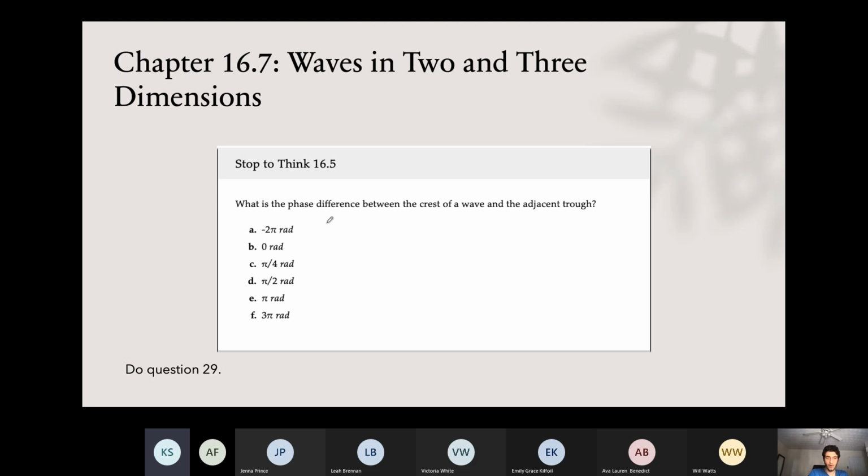So a phase difference is if you have... Usually we have the equation for a wave as some amplitude times sine of some constant multiplied by t, plus a phase constant. This is the phase constant. So usually when this is 0, we would have our wave look like this.